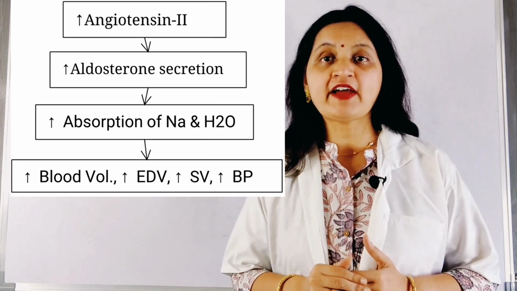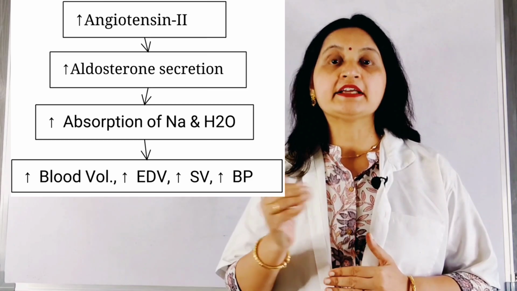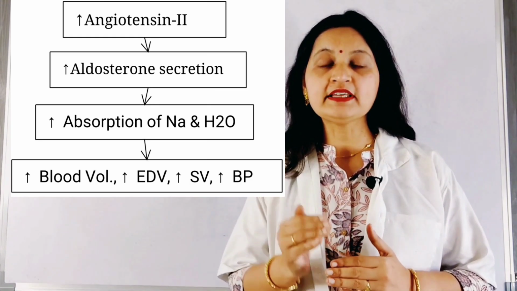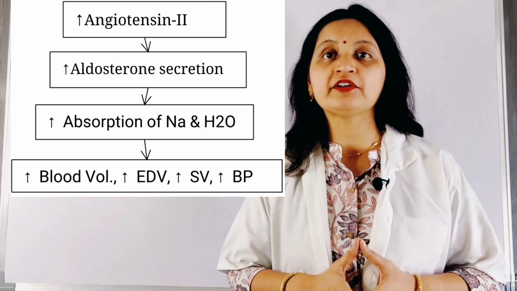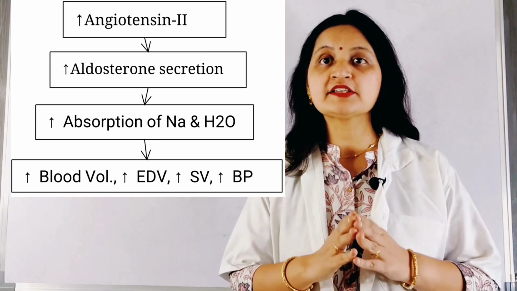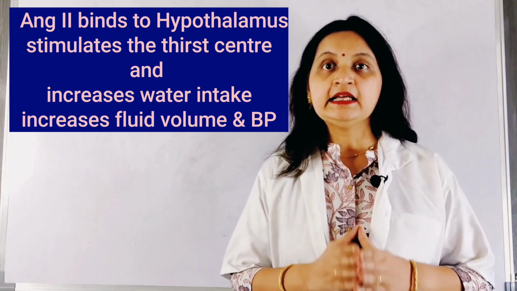And what is the function of aldosterone? It increases the reabsorption of sodium and water and excretion of potassium. So aldosterone release retains sodium and water in the body, which increases the fluid volume, the blood volume increases, the stroke volume increases, and cardiac output increases.